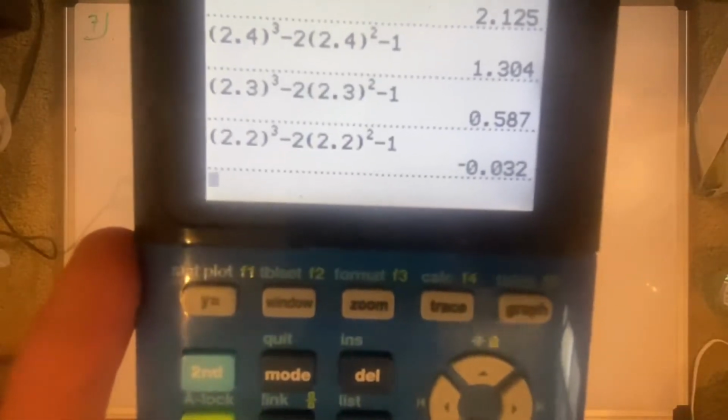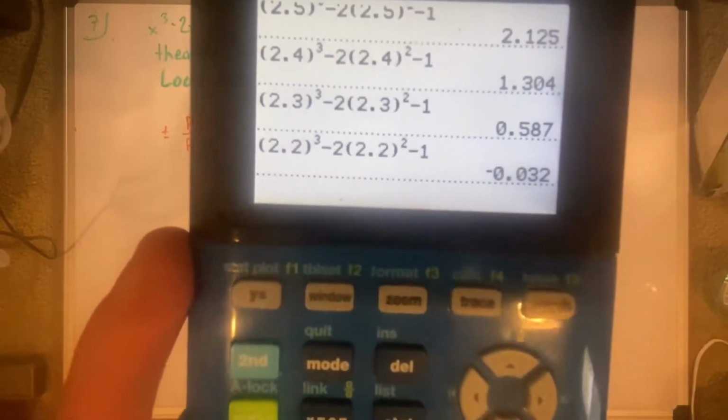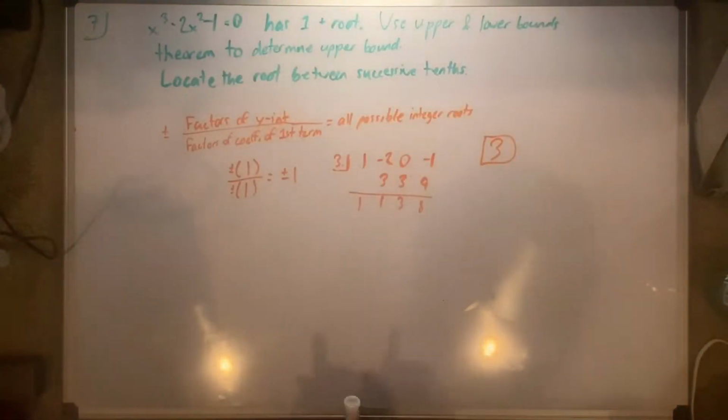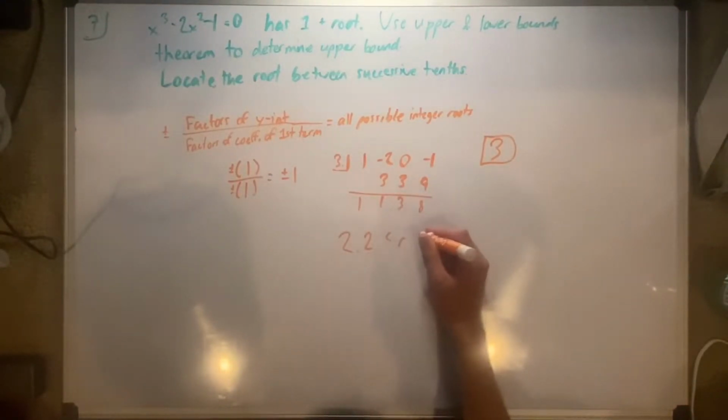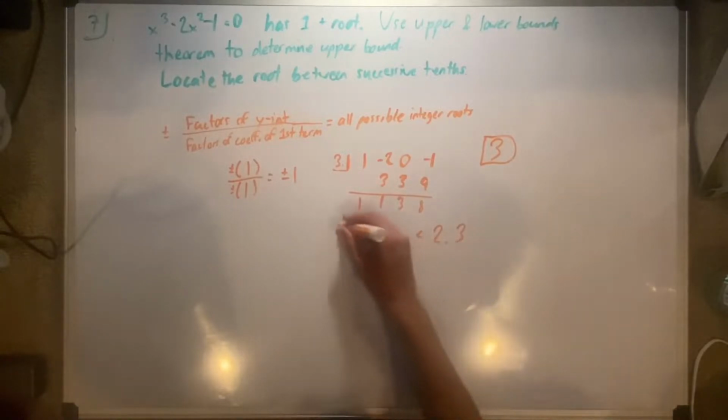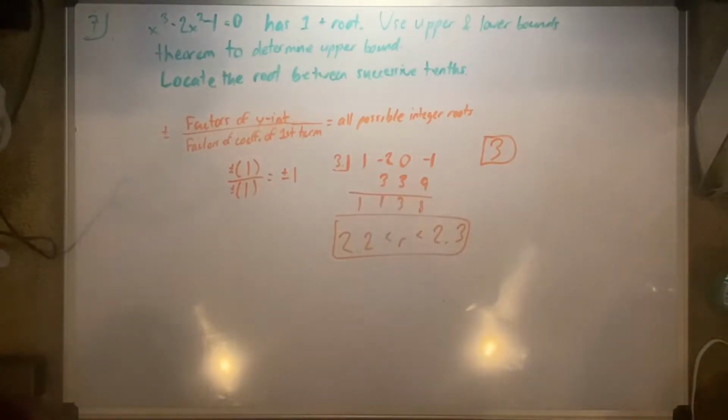Okay, there's our negative. So that means that this one is in between 2.2 and 2.3. So we will write this like this. 2.2 is less than our root, which is less than 2.3. And that is how we can solve for it.